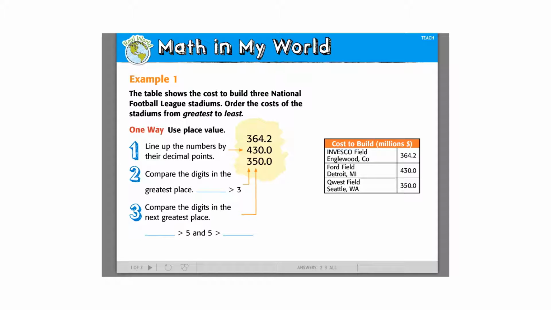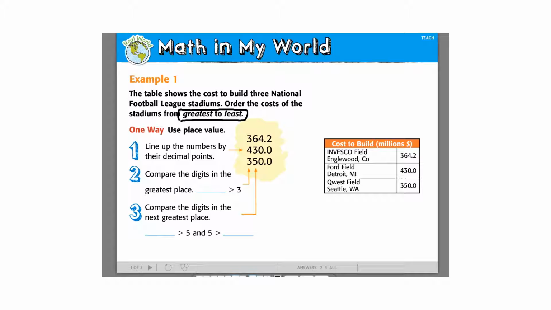Okay, look over at your assignment page. We're going to look at example number 1. It says the table shows the cost to build 3 National Football League stadiums. Order the costs from greatest to least. So here's the part that I was talking about. It is important that you note if it's greatest to least or if it's least to greatest. Because if you do it the opposite way, you're going to have your numbers backwards, right? So make sure you're looking the right way.